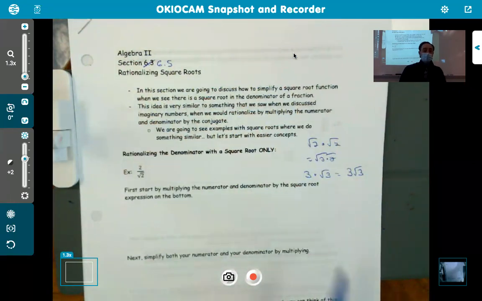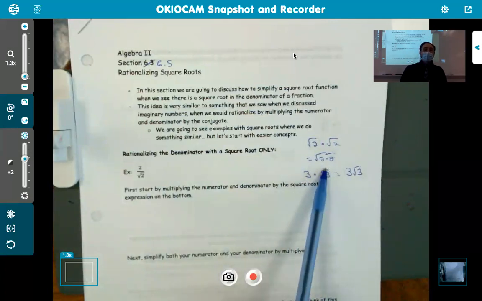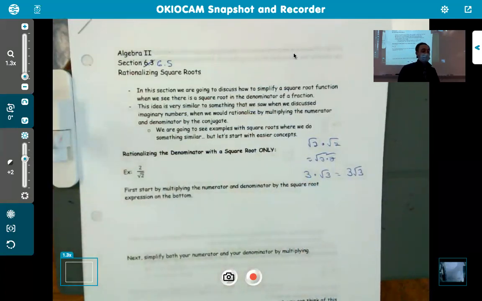Does anybody have any questions about those two quick notes here before we get going? Because we're going to see these rules apply a lot when we're rationalizing our denominators with square roots. Everybody good?